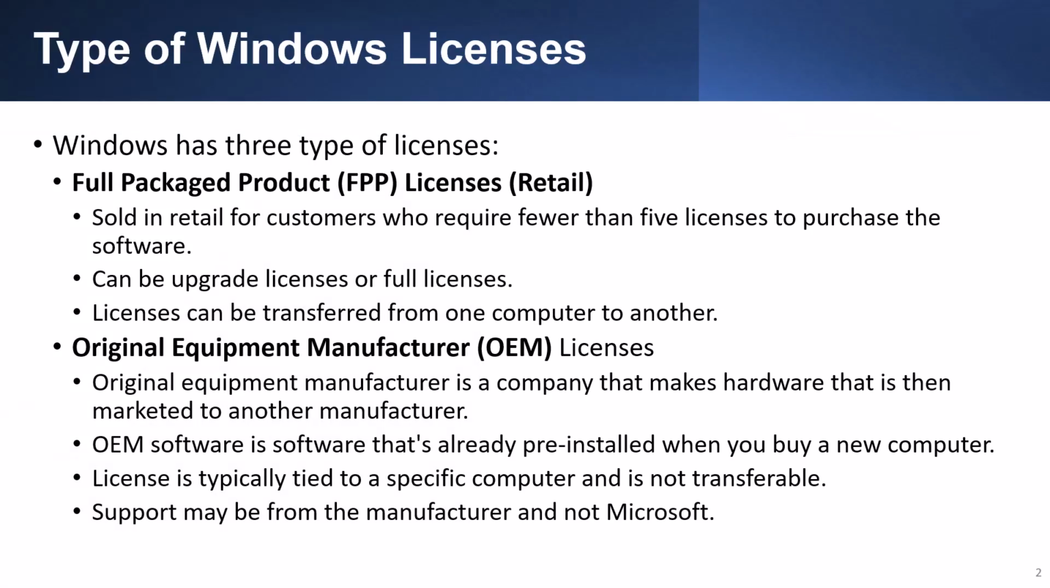There are three types of licenses available for Windows. The full package product or FPP license is sold in retail for customers who require fewer than 5 licenses. It can upgrade licenses to full licenses, and the licenses can be transferred from one computer to another.